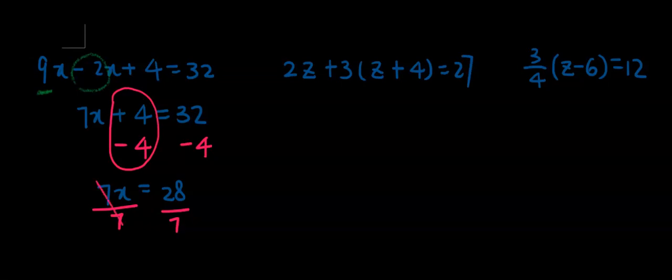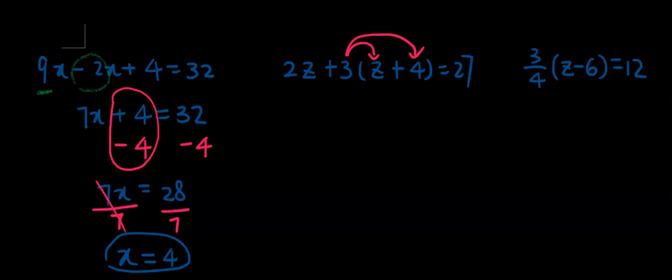7 divided by 7, that is 1. Now we finally got 1x. We see x is 4. This is our final solution. Alright, let's look at this one: 2z plus 3 open parenthesis z plus 4 close parenthesis equals 27. This tells us we need to do distributive property first.